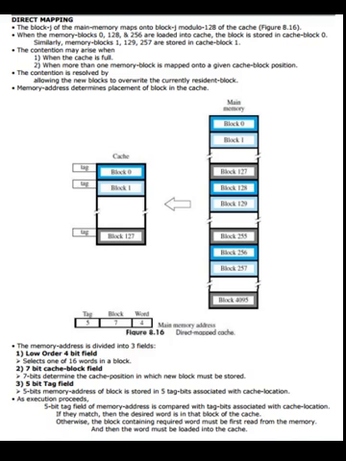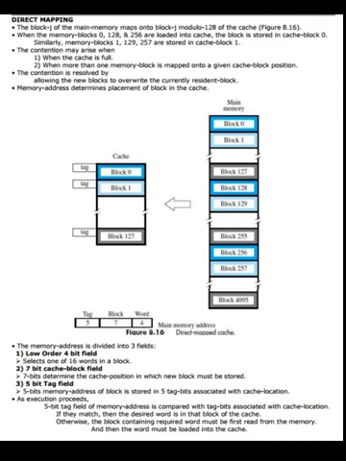If you see the figure 8.16, when the memory blocks 0, 128 and 256 are loaded into cache, the block is stored in cache block 0. Similarly, memory blocks 1, 129, 257 are stored in cache block 1. Contention may arise when more than one memory block is mapped onto a given cache block position. The contention is resolved by allowing the new block to overwrite the currently resident block. Memory address determines placement of a block in the cache.